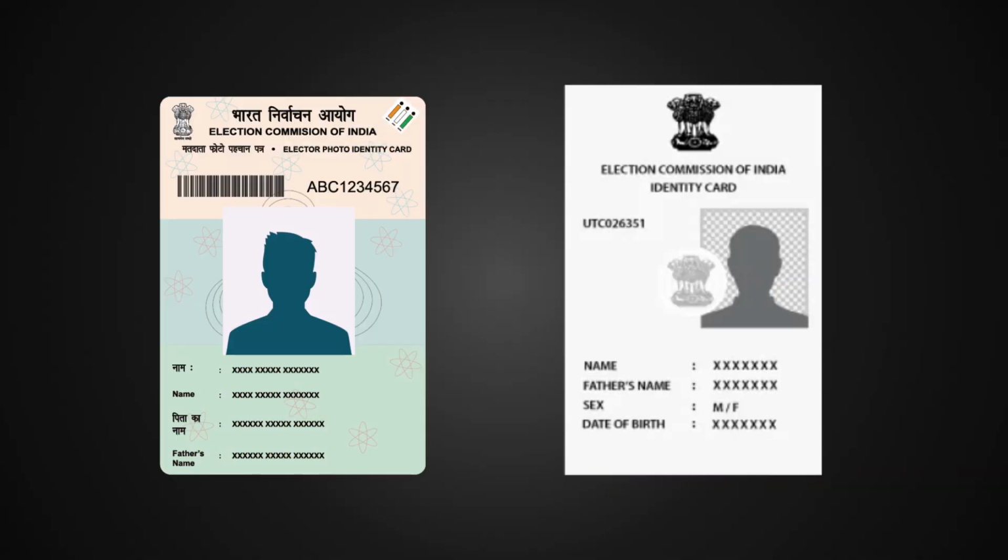Now, if you're using an older voter ID card, the EPIC number might appear in a few different spots. Sometimes, it's above the photo on the right, and in some cases, it's right next to your picture. Again, look for that same pattern, a mix of capital letters and digits, and that's your EPIC number. Once you've found it, you're all set.